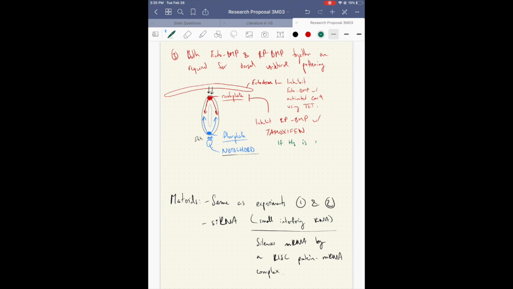If hypothesis 3 is true, then we'll observe normal vertebral column patterning and proper dorsal ventral axis formation only when both ecto-BMP and RP-BMP are present together.